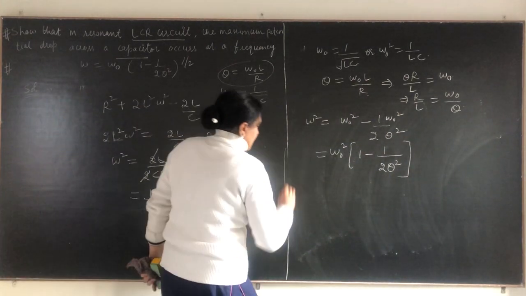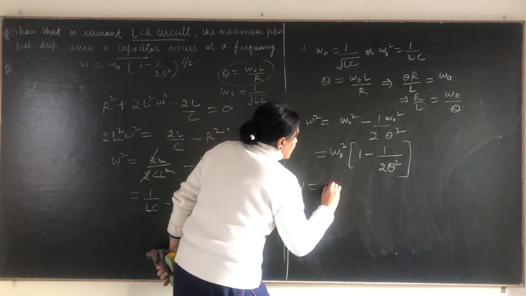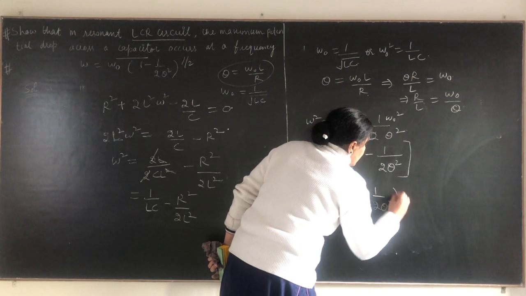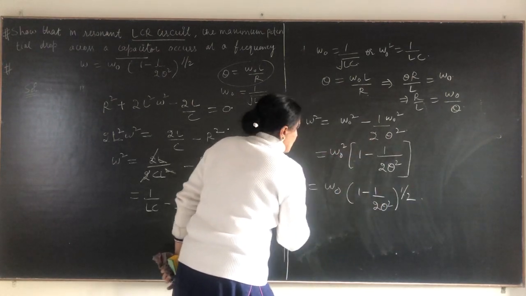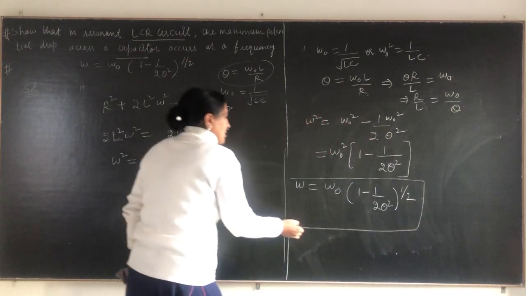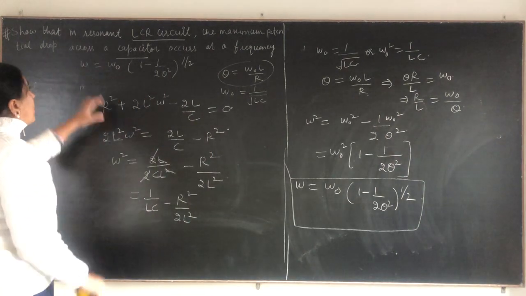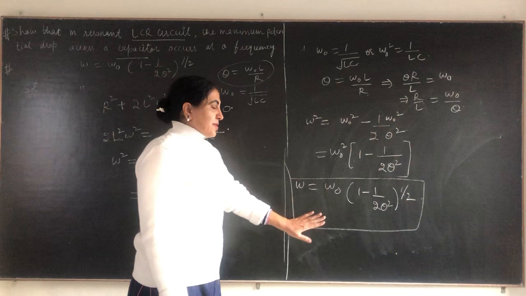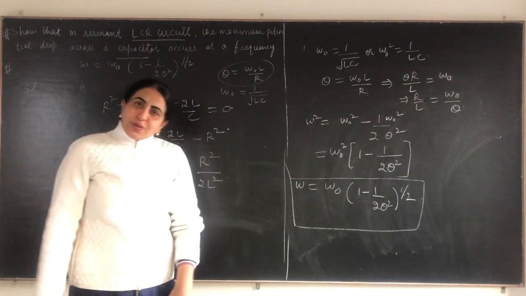Or you can say omega is equal to omega naught times 1 minus 1 over 2 Q square raised to power 1 by 2. So this is the frequency at which the maximum potential drop will occur. So thank you very much.